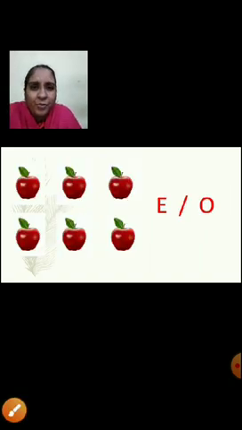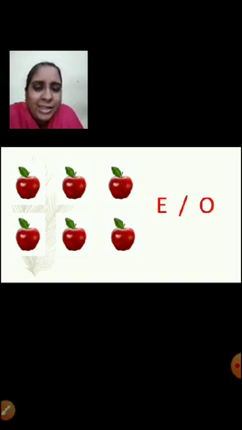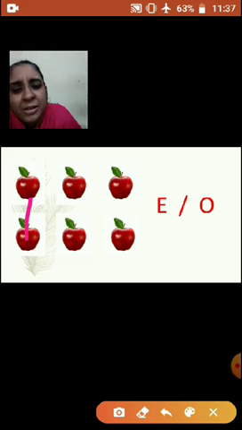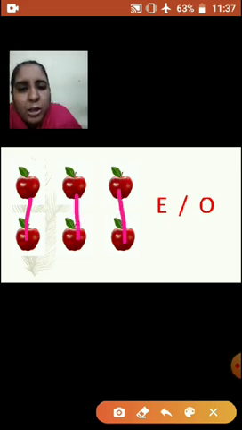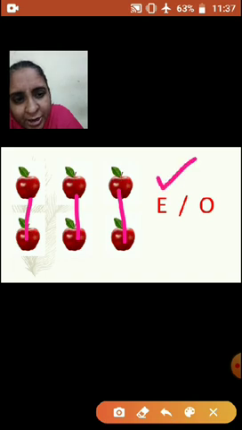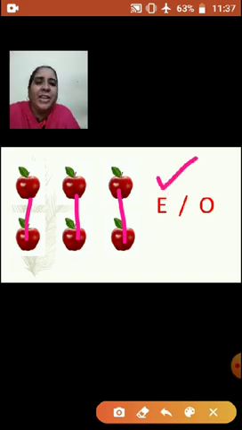Now here also, nice juicy apples you can see, isn't it? Now let us find out how many apples are there in this picture. 6. So whether it is even or odd, we will make pairs now. 1, 2, 3. Here nothing is left, right? So here 6 is which number? Even or odd? Very good. That is an even number.